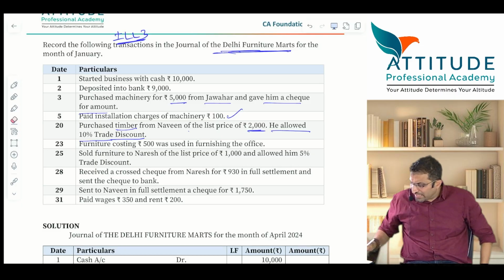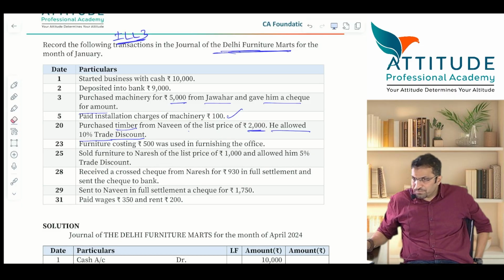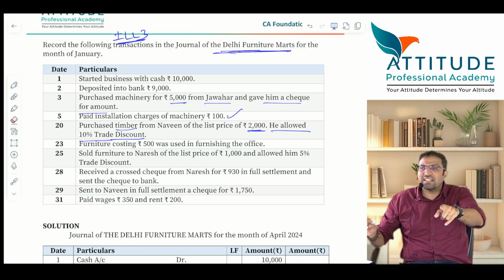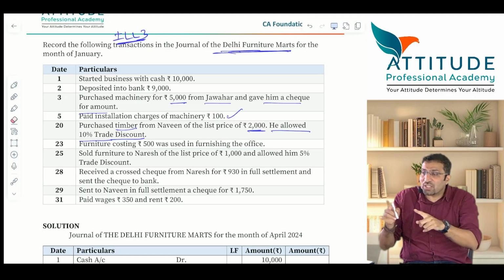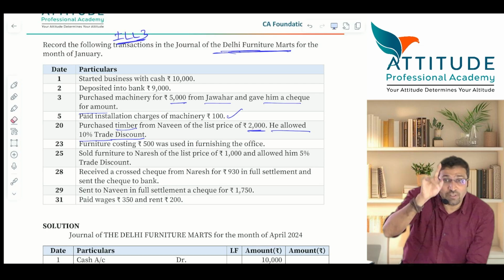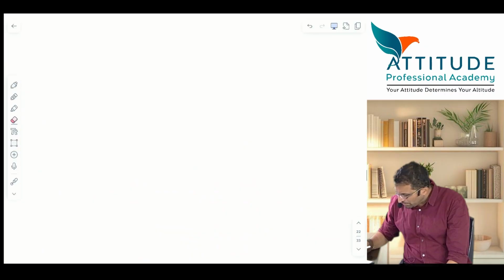Now tell me the entry here. Is it a cash transaction or a credit transaction? Why credit? Because they have said purchase timber from Naveen. Utna hi diya hai. Nowhere they have mentioned it is cash or credit. And if name is mentioned and cash or credit is not mentioned, it is always on credit. Is that clear? आ जाओ. Entry बोलो.